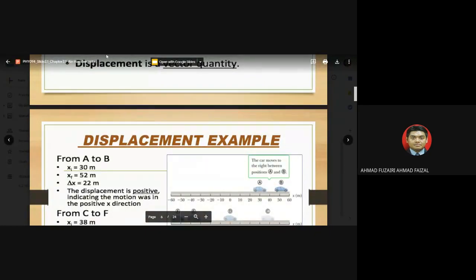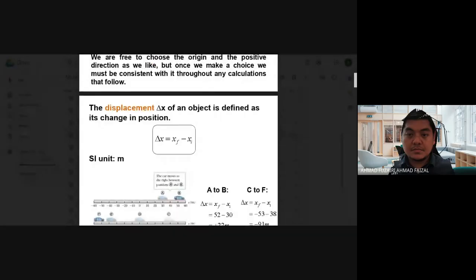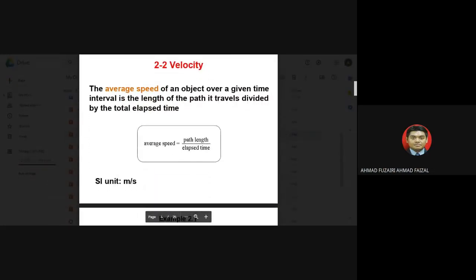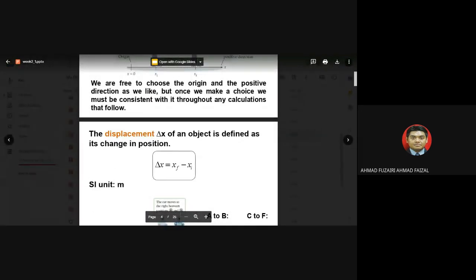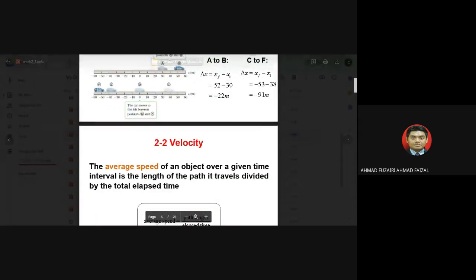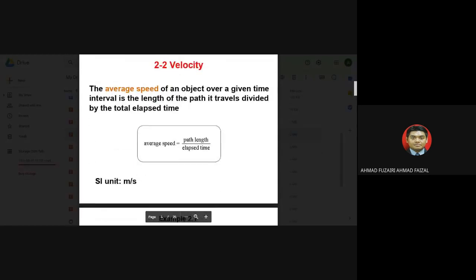So I want to show you my slides. This is basically my slides, the same things, just different in terms of delivering. You can see here, I want to show you the displacement. Of course, when we have a displacement, then we can have an average speed.